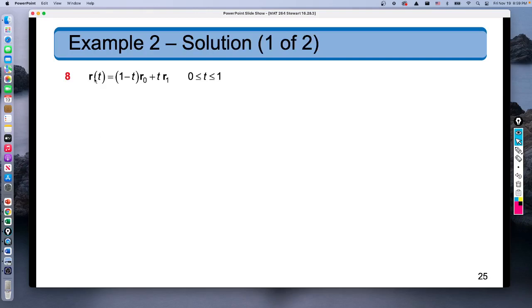Well, first of all, remember our parameterization. If we're going along a line segment, we can parameterize in this sort of way. And so we got the starting point as R0 is -5, -3, and R1 is 0, 2.